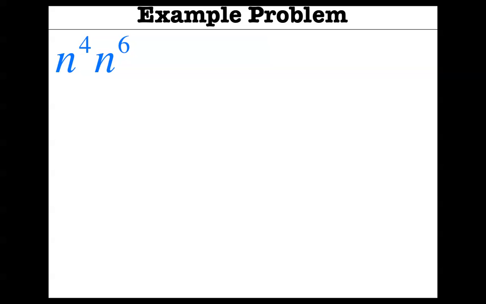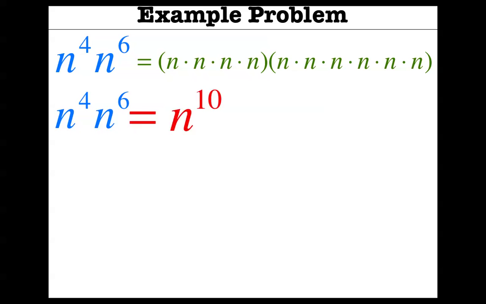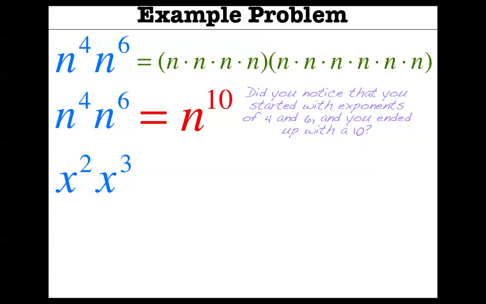But let's look at another example. What if you had n to the 4th times n to the 6th? If you had n to the 4th times n to the 6th, it's really n times n, and so on. That's 10 n's. Okay, so that's n to the 10th power. And we should have noticed here that we started with a 4 and a 6 and we ended up with a 10. And that's because you add the 4 and the 6 together. That's also why we ended up with a 5 when we had x squared times x cubed.